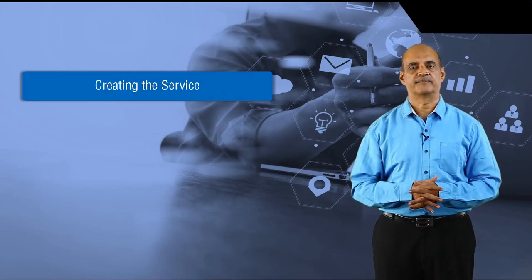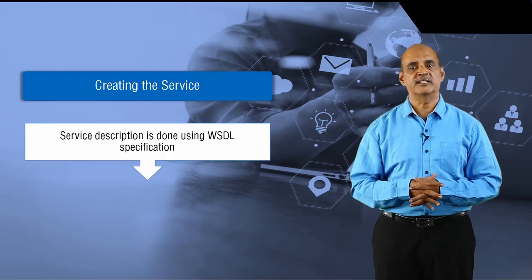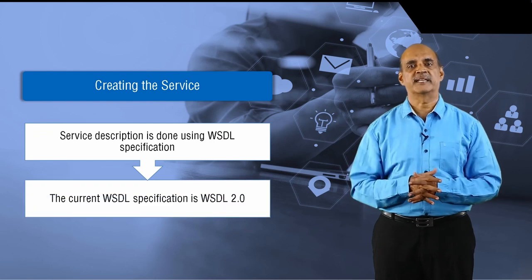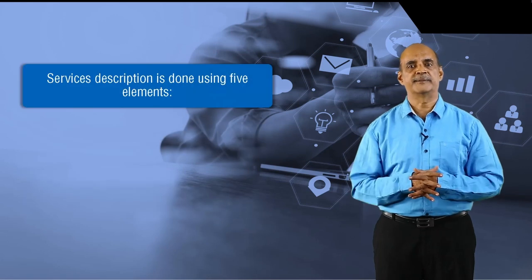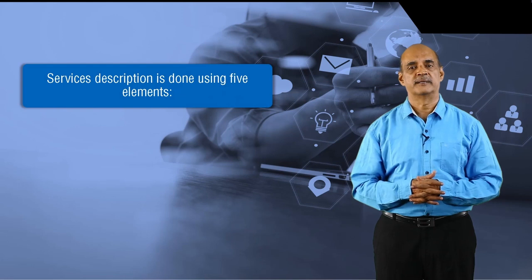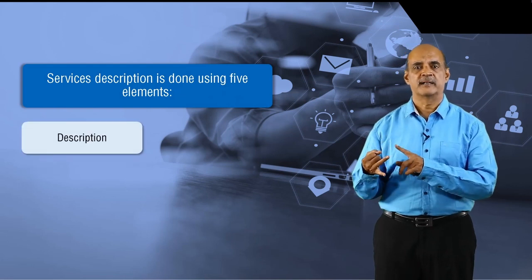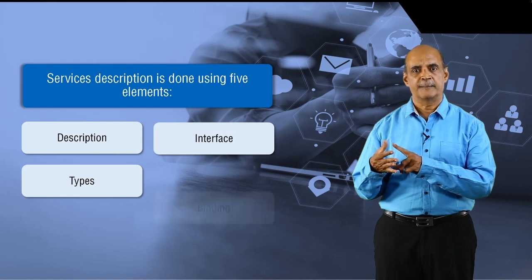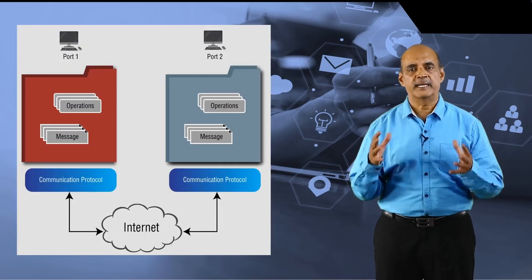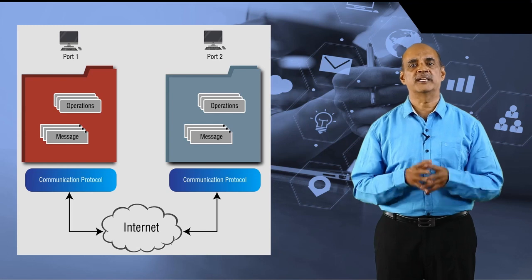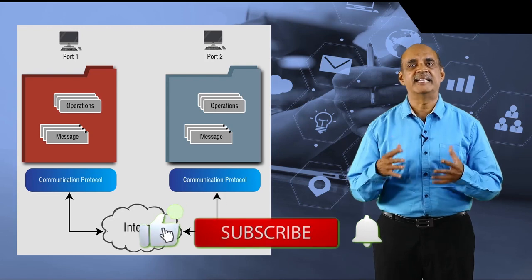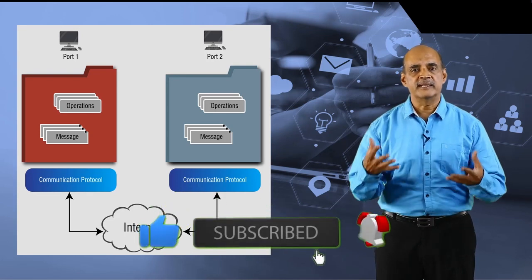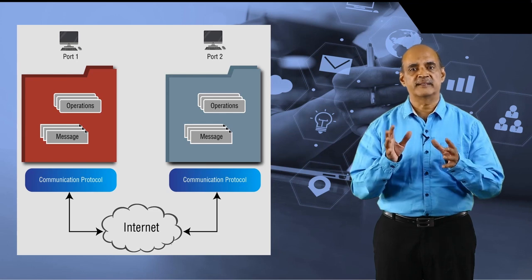Service description. Service description is done using WSDL specification. The current WSDL specification is the WSDL 2.0. Service description is done using 5 elements: description, types, interface, binding, and service. A typical service definition is shown in the following figure. I will provide a more detailed information on WSDL a little later. In the next part of the video, I will take up service publication.